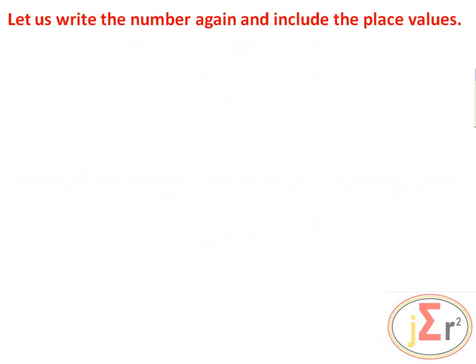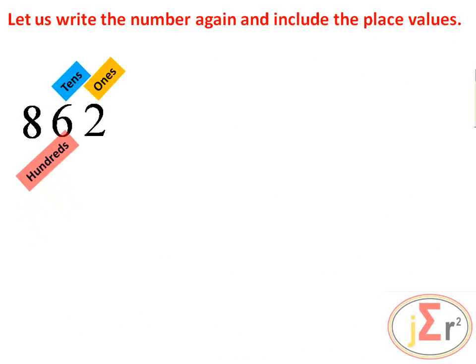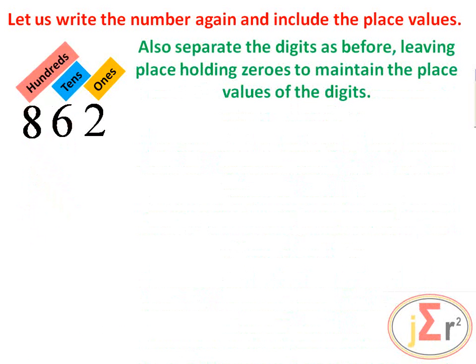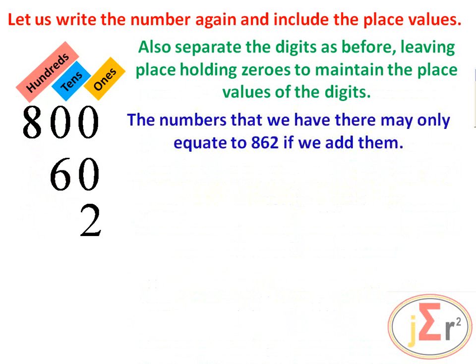Let us write the number again and include the place values. Also, separate the digits as before, leaving place holding zeros to maintain the place values of the digits, just like we had before. The numbers that we have there may only equate to 862 if we add them. Okay? Yes. So let us add them.